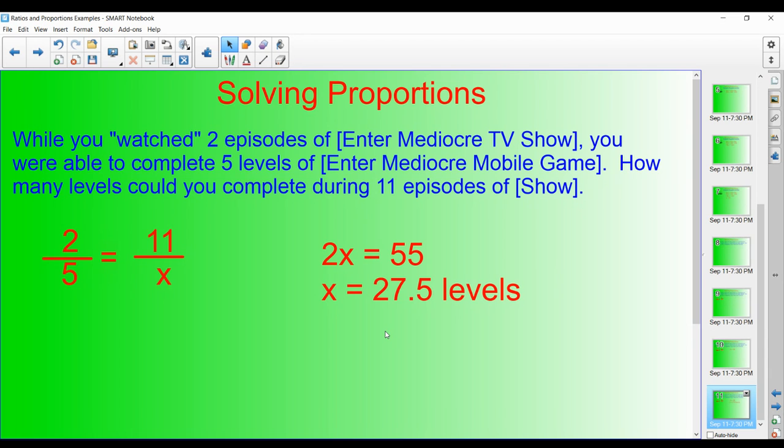So that's how we solve a proportion problem to determine how long it would take me to get 27.5 levels done. It would take me 11 episodes of actually watching the show. So that's how we set up and solve proportions.